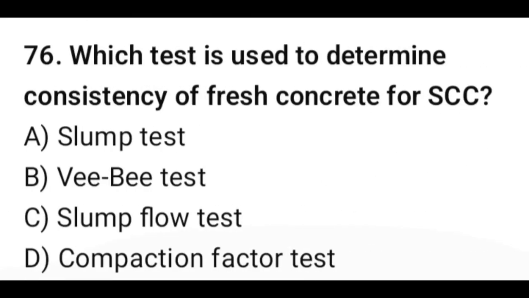Next question. Which test is used to determine consistency of fresh concrete for SCC? Option A is slump test, option B is VB test, option C is slump flow test, option D is compaction factor test. So the right answer is option C, slump flow test.